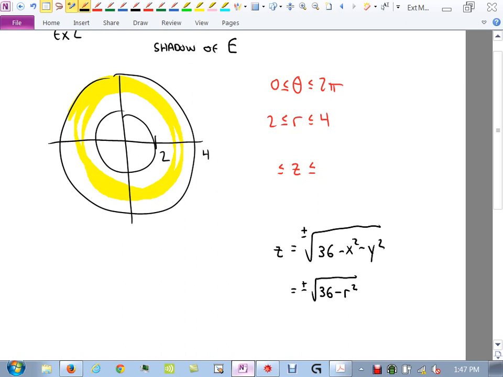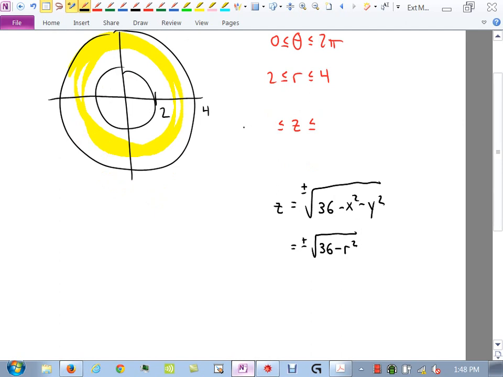So couldn't you look at the positive one as being the top function and the negative one as being the bottom? You could, right? Instead of going from 0 to the top and doubling, I could just do the negative on the bottom, positive on top, which is what I'm going to choose to do. So my z is between negative square root of 36 minus r squared and positive square root of 36 minus r squared. Now, what is the function that I'm integrating?